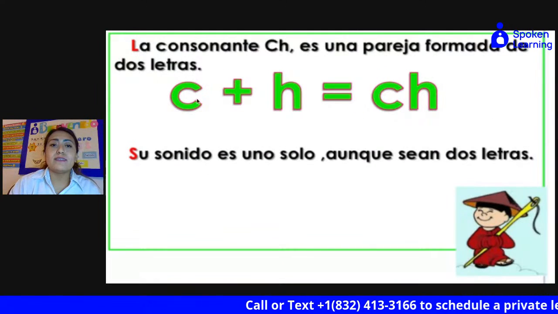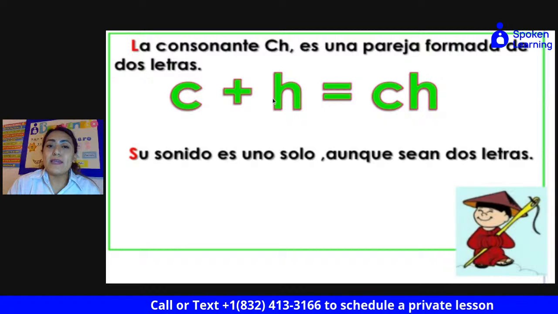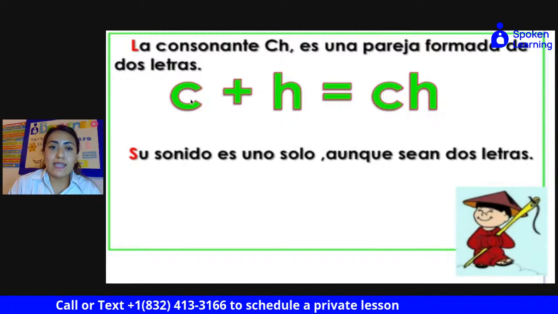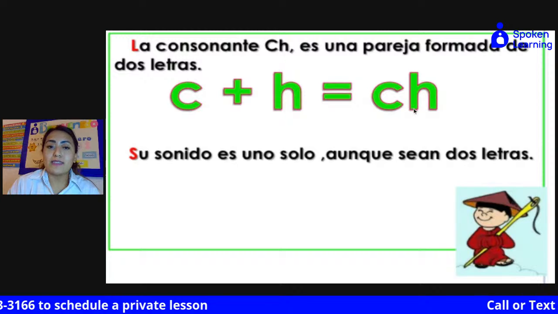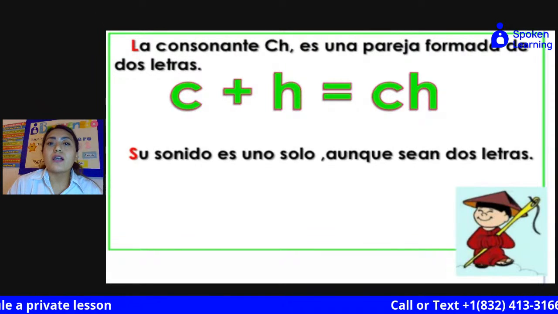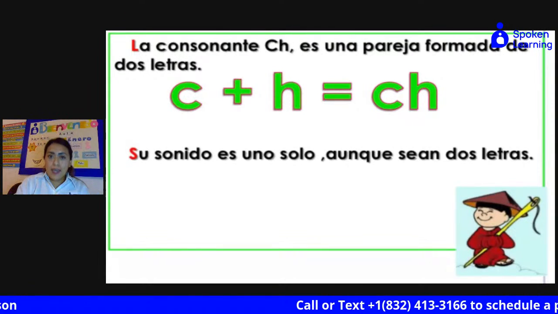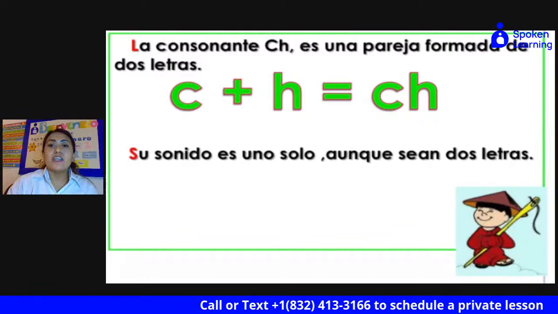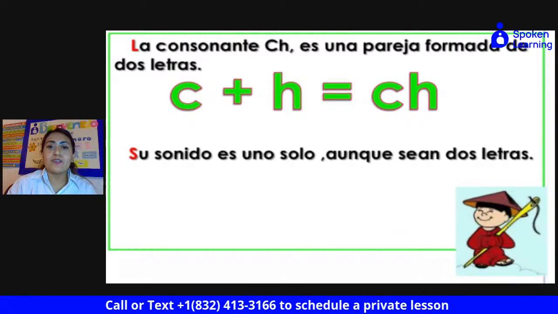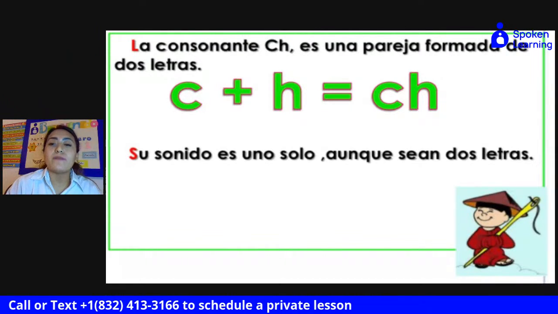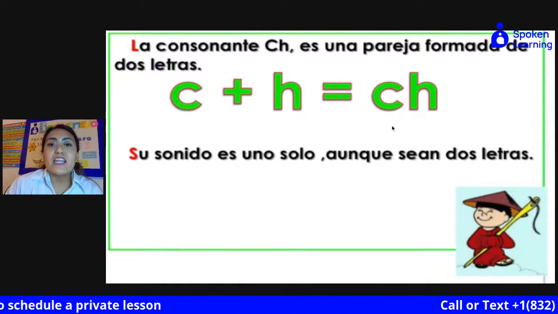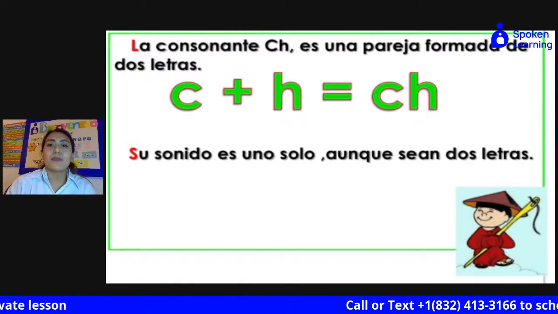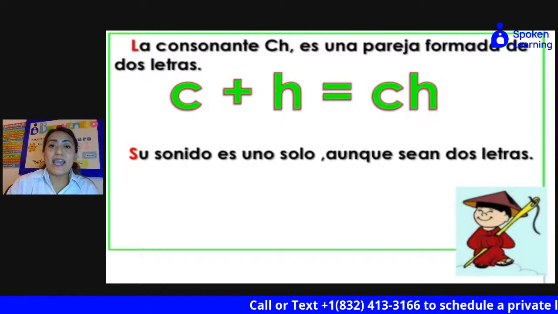Now, another one that is C plus H. C más H, which makes the sound of ch. Like ch. Again, can you repeat the sound? Ch. And the name of this letter is che. Once again, che.